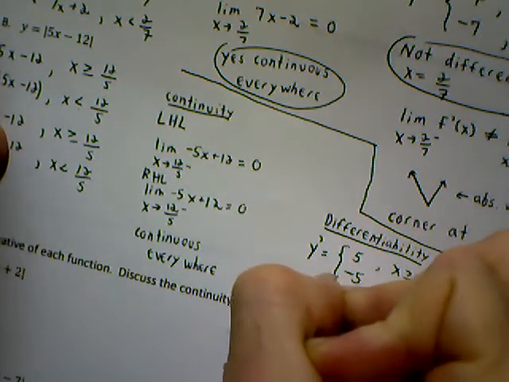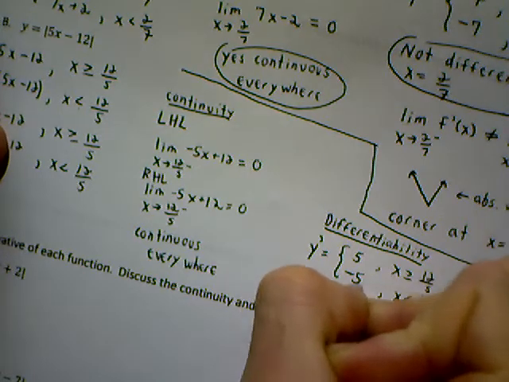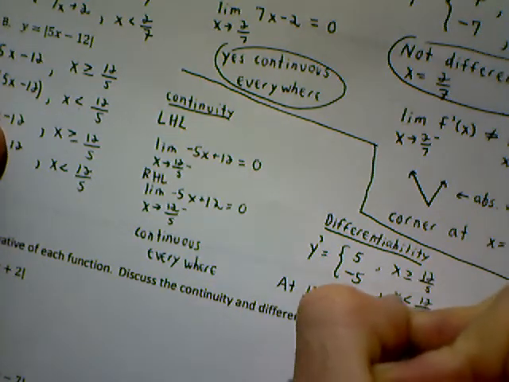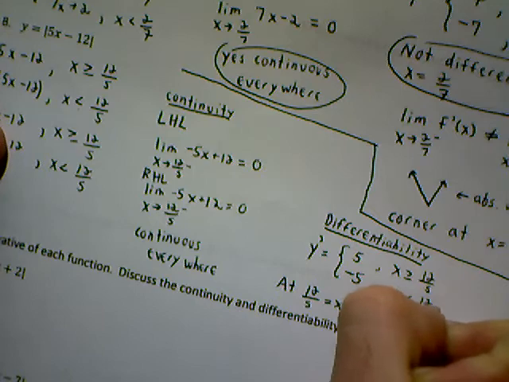At x equals 12/5, the function is not differentiable. There's a corner.